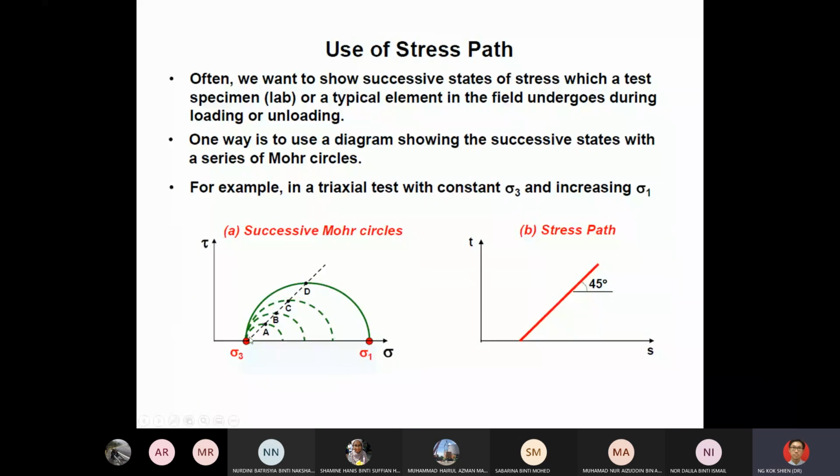Let's say you have a Mohr circle. When the test specimen is subjected to higher stress, when we increase the stress, the Mohr circle actually gets bigger. So we can connect the stress points together, which is the peak of each Mohr circle, and you get a straight line. So this is what is called the stress path. If you plot in the S and T coordinates, this is the stress path.